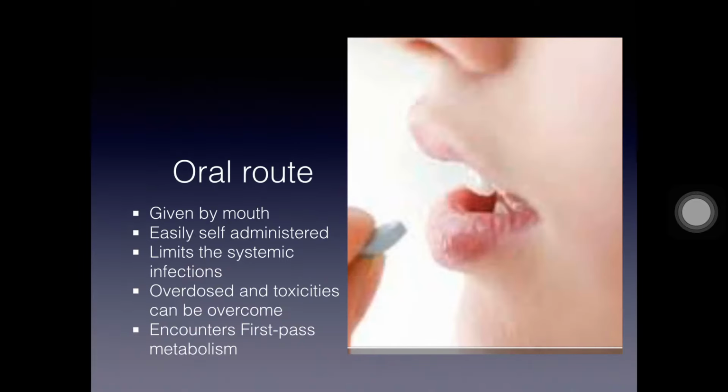The most commonly used route of administration is the oral route, where the drug is administered to the oral cavity. The major advantages of using the oral route are that oral drugs are easily self-administered. It is a pain-free route of administration, the most convenient, and the major benefits are that it limits the systemic infection that could complicate the treatment, and the overdoses or the toxicities of the drug can also be overcome by using some of the antidotes like activated charcoal.